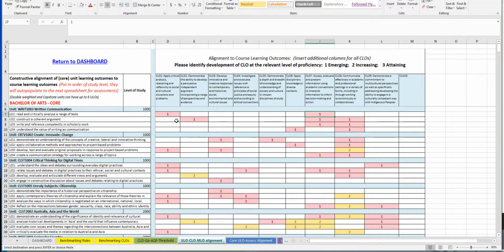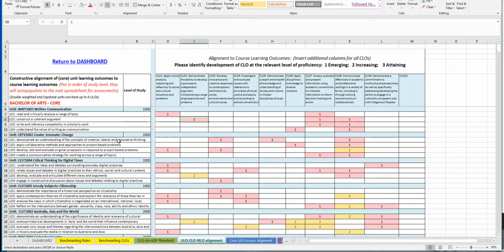Construct a coherent argument, or demonstrate the ability to develop a persuasive independent argument. So again, you have coherent argument, so you're kind of looking for these key words. You want this to be explicitly mapped, not implicitly. Okay, so the words have to basically align in some form.